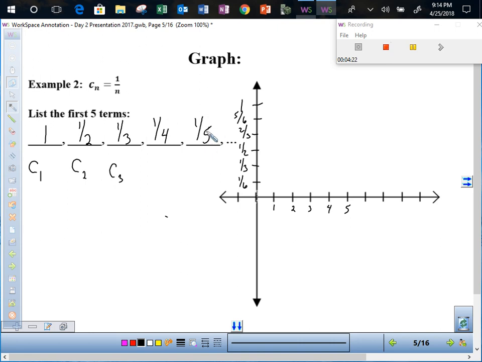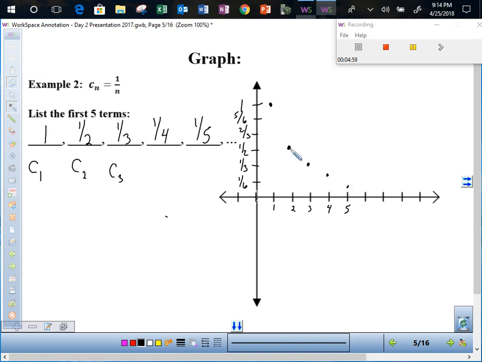Notice what these numbers are doing. They continue to get smaller and smaller and smaller. If I look at it graphically, the value of my first term was 1. The value of my second term was 1/2. The value of my third term was 1/3. The value of my fourth term was 1/4, which is less than 1/3. And then the value of the fifth term, of course, 1/5, less than 1/4. So look at what's happening.